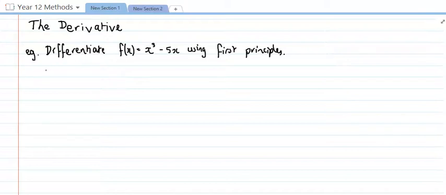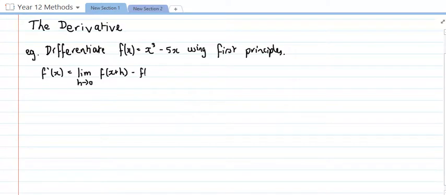So first thing I'm going to do is write down the rule, and that is that f dash x is equal to the limit as h approaches 0 of f of x plus h minus f of x, all divided by h.